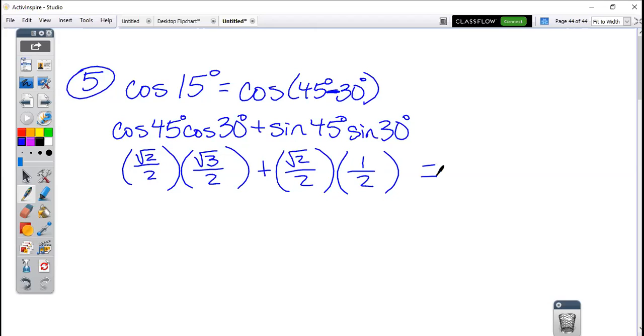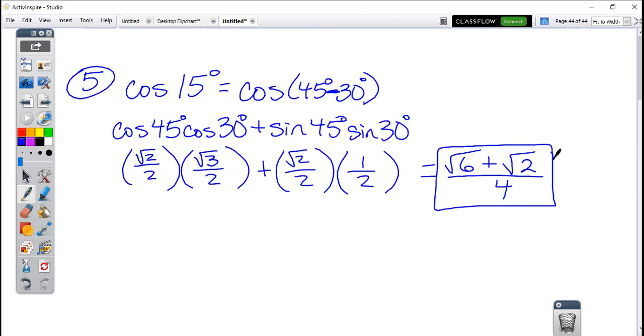So there's going to be a what on the bottom of both? 2 times 2 is 4. So they have a common denominator, which is 4. Square root of 2 times square root of 3 is square root of 6. Plus square root of 2 times 1 is square root of 2. Done.